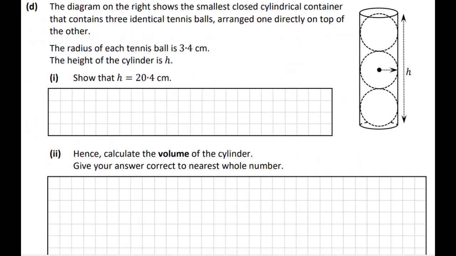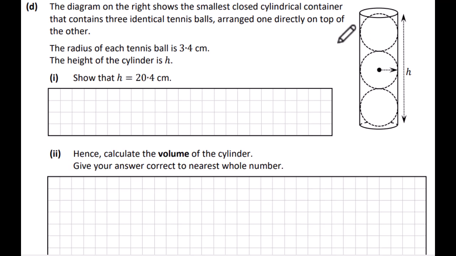So in part D, the diagram on the right shows the smallest closed cylindrical container that contains 3 identical tennis balls arranged one directly on top of the other. The radius of each tennis ball is 3.4 centimeters. The height of the cylinder is h. Show that h is equal to 20.4.